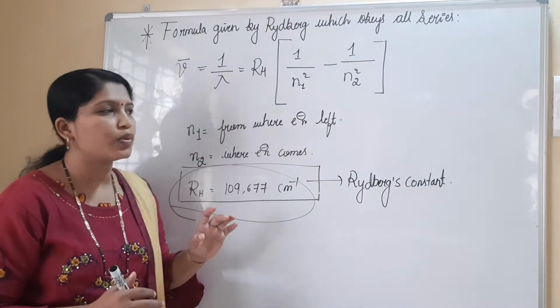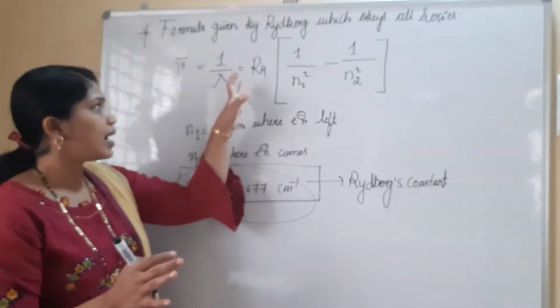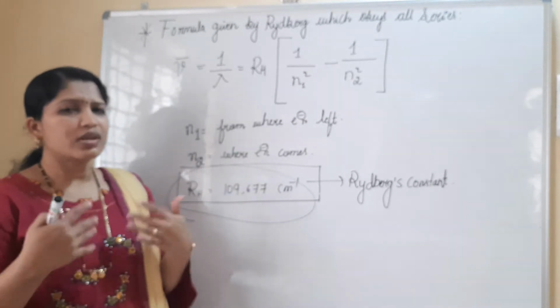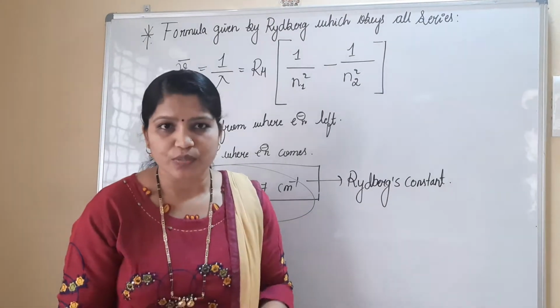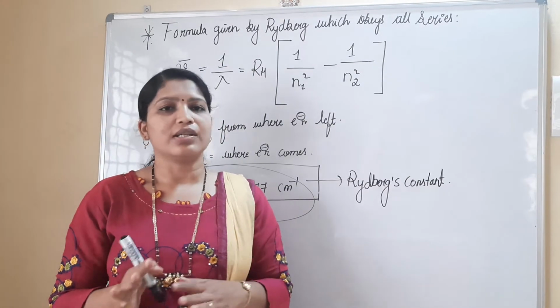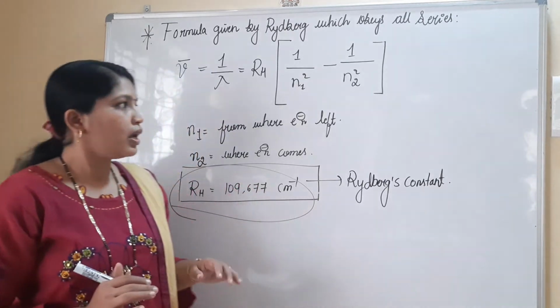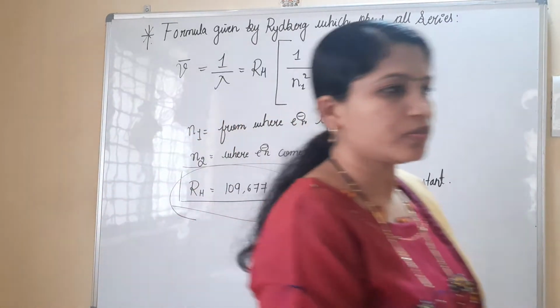Just remember this one. We are supposed to put the values for n1 and n2. That's it. And the RH value at least will be given. Rydberg's constant value we have to remember. Or sometimes in the examination, questions will be given with this one. We are supposed to substitute, calculate, simplify the equation and get the answer. That is it. And we will do that one by one. Just copy this. We'll move on.